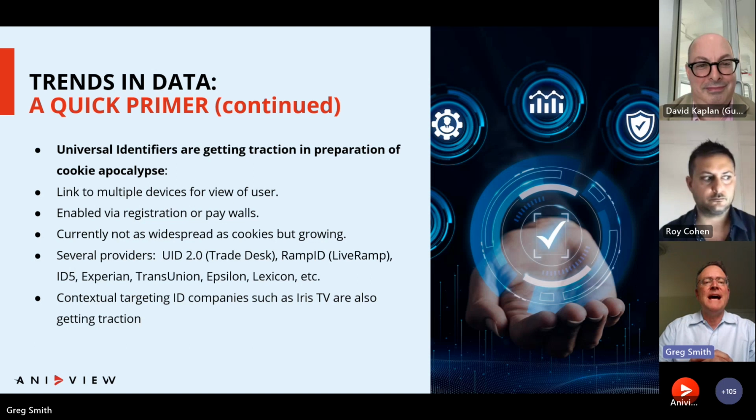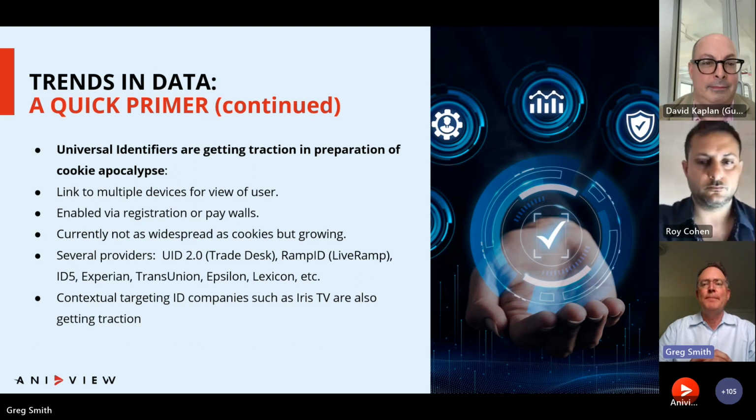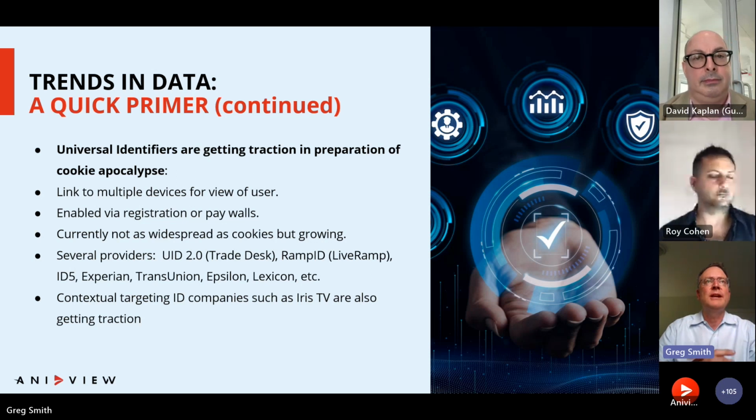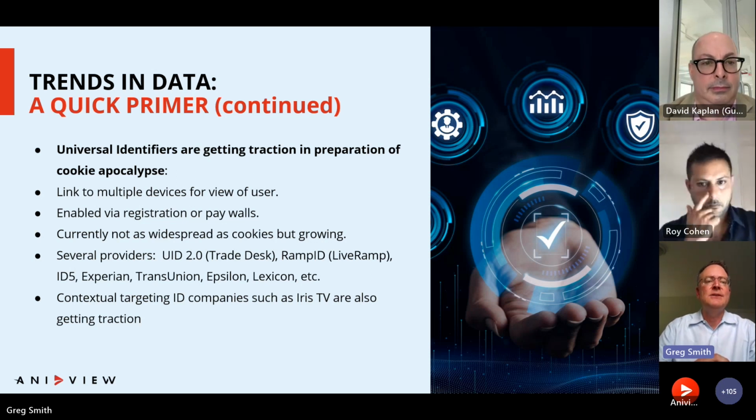How widespread these IDs are is still kind of an open case. The percentages range, from what I've heard, anywhere from 30 to 70%. It's still very early. There are lots of different providers out there like UID 2.0 from The Trade Desk, RampID from LiveRamp, ID5, Experian, TransUnion, Epsilon, Lexicon, and several others as well. And what we would recommend, and Roy will get into this more, is not necessarily using all of these providers, that would be exhaustive, but at least trying to use 2 or 3 of them.